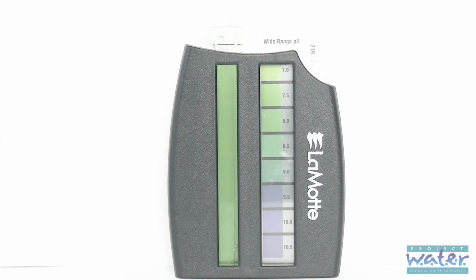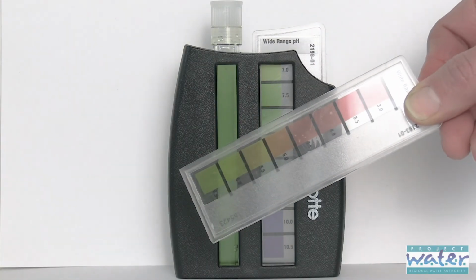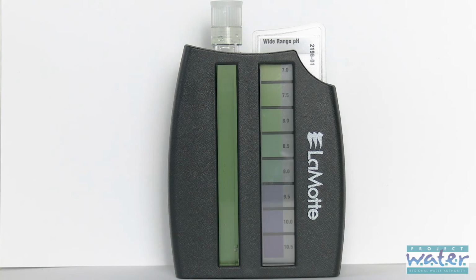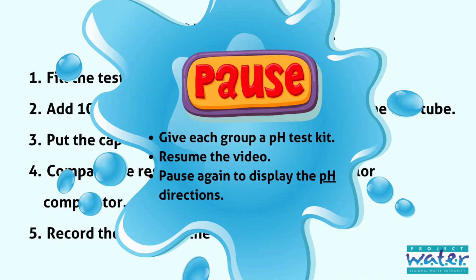If the color in your test tube doesn't match any of the options on the comparator, switch it with the other one that's in your test kit and see if you can find a good match. Record your results on your data sheet. We're going to pause the video here so your teacher can pass out the pH test kits. Once you have it and the directions are up on the screen, go ahead and begin your test.